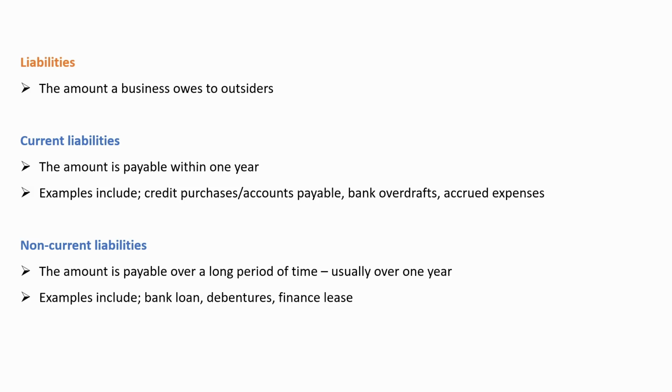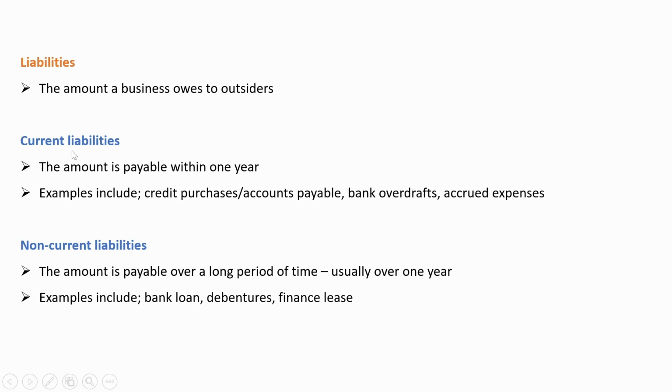So we are through with capital. Now let us look at liabilities. So how can we define liabilities? Liability refers to the amount a business owes to outsiders. Liabilities can be divided into two. We have current liabilities and we have non-current liabilities.